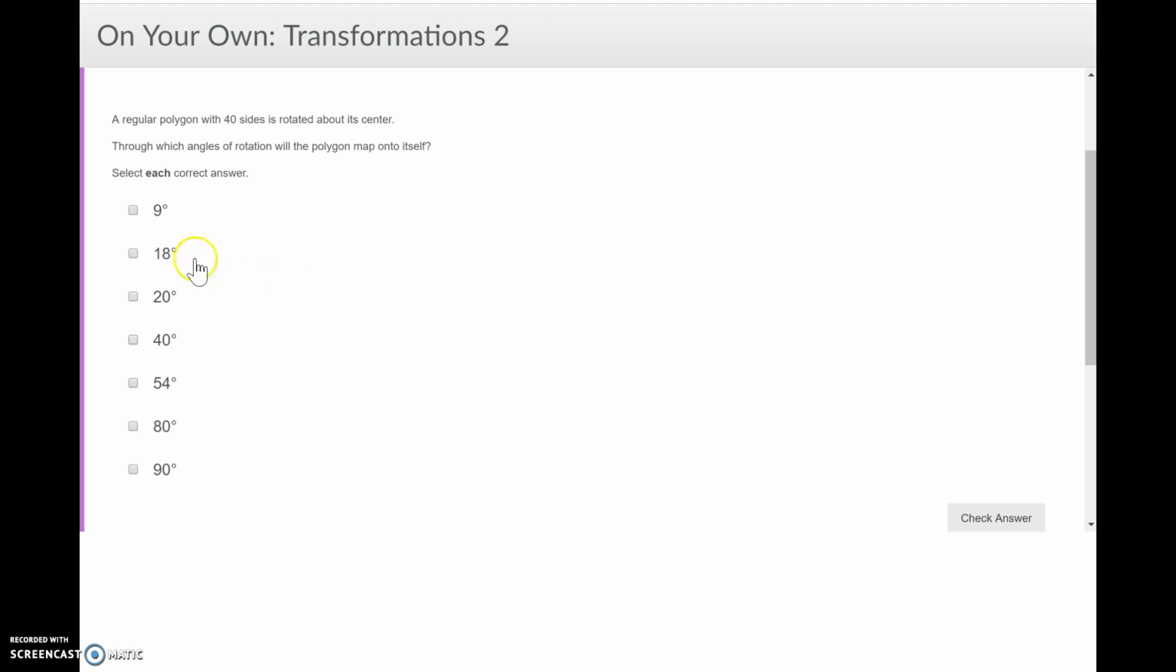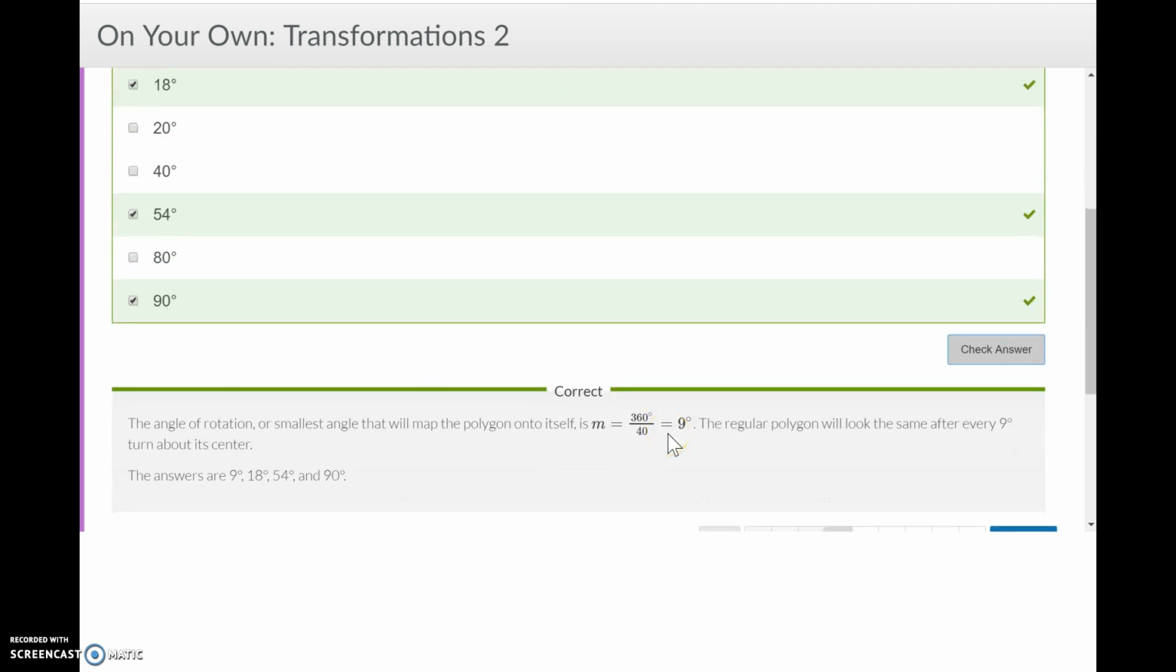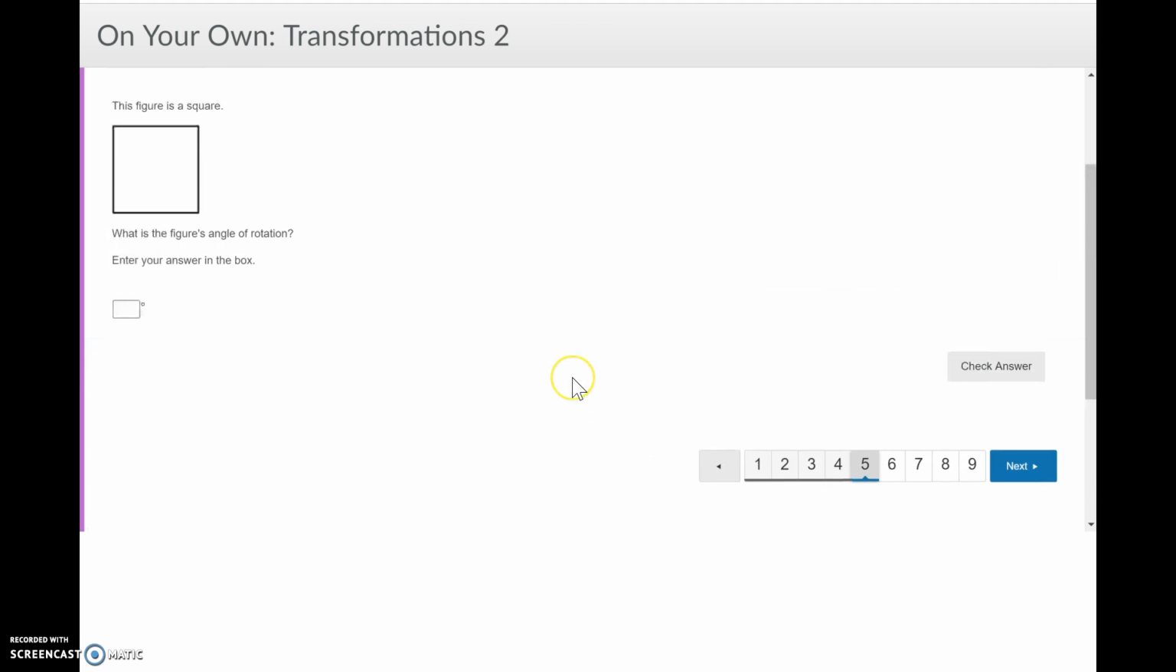So we just have to check the ones that are every 9 degrees or multiples of 9. Like 18 is 9 times 2. 20 is not a multiple of 9. 40 is not a multiple of 9. 54 is 9 times 6. 80 is not a multiple of 9. 90 is 9 times 10. So let's see if we're correct. And we are. And it gives our explanation. Let's try the next one.